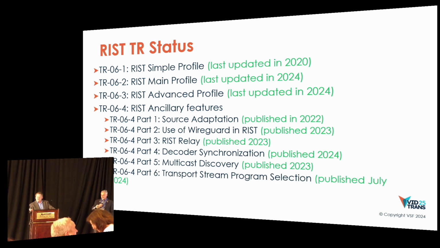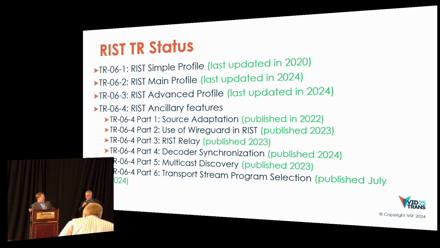So this is what we've been working on. You've seen this in my update over the years, but we're keeping you current as to what we have here. Obviously, we have TR6-1, which was RIST simple profile, and you can see the date when it was updated. TR6-2 main profile, -3 advanced profile, and the ancillary features, some of which are reasonably new.